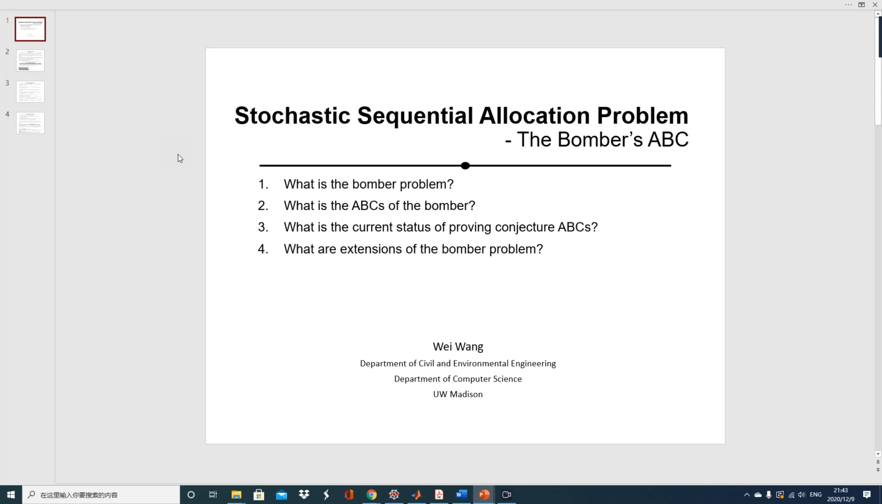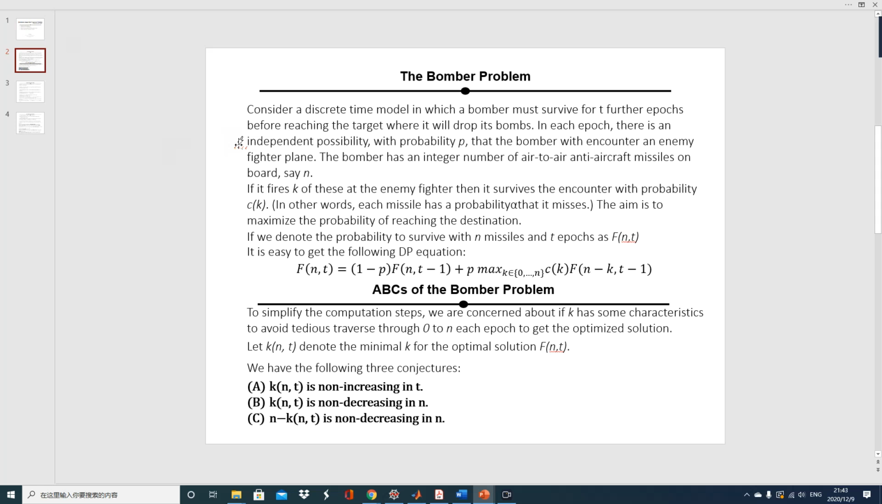My final project is a reading project about the stochastic sequential allocation problem, taking the bomber as an example. This is my list for today's presentation. Let's first introduce what a bomber is, and let's consider this problem.